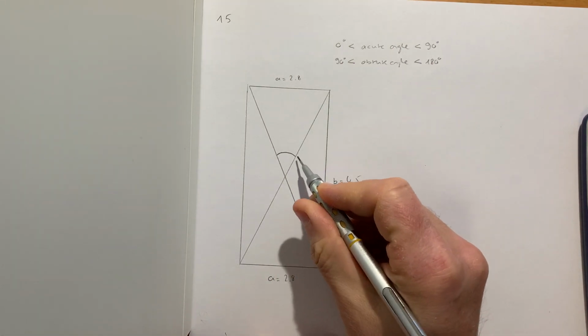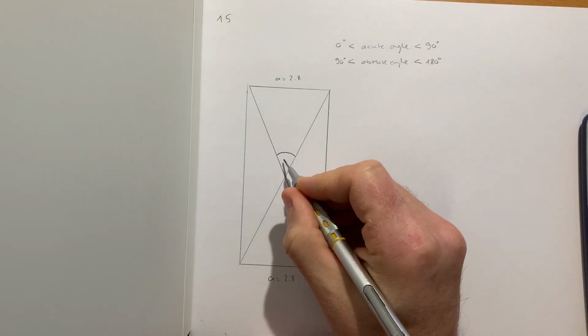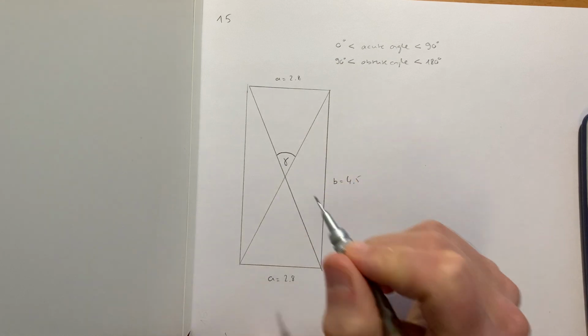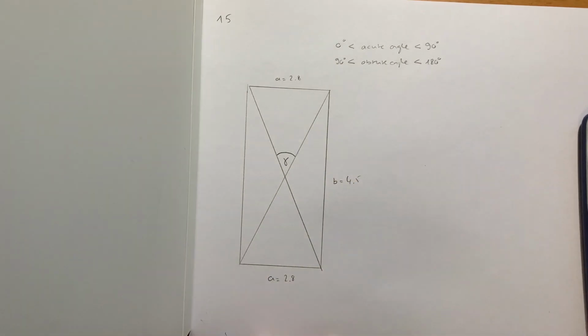This is the larger one. It's greater than 90 degrees. This one is between 0 and 90 degrees. So let's label this one gamma. Now look, we have to look out for right-angled triangles because we don't have a right-angled triangle here.